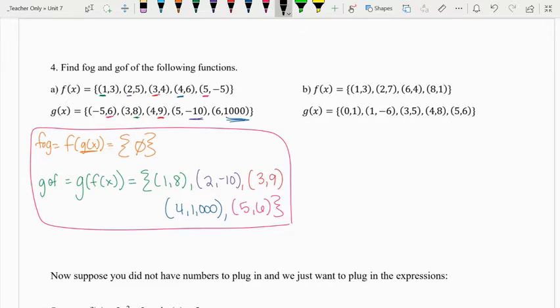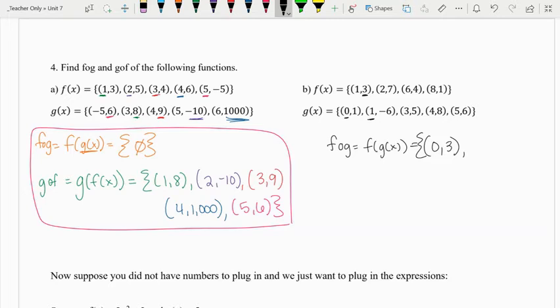Okay, not always will one of them not work. So this one, they might both work. Again, I think it's much easier to see it when it's f of g of x. So that means you're starting with g of x. So if we start with g of x, we have 0. 0 goes to 1. 1 goes to 3. So 0, 3.